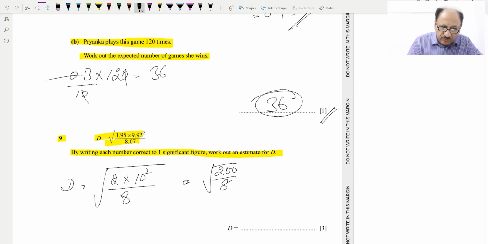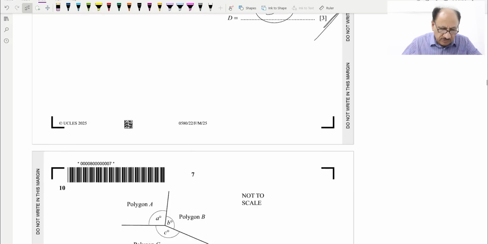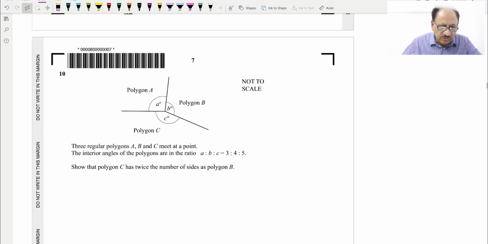So we can cancel this, and this will be equal to the square root of 25, which is equal to 5. So 5 will be our estimate for this one, and this is done for 3 marks. Hopefully you understood this. Now question number 10 is a little different.